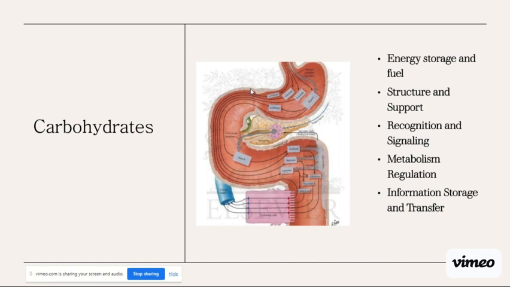For metabolism regulation, glycogen regulates glucose availability and metabolism, as carbohydrates regulate metabolic pathways as energy sources. For information storage and transfer, sugars like ribose and deoxyribose are key components of RNA and DNA, allowing storage and transmission of genetic information.